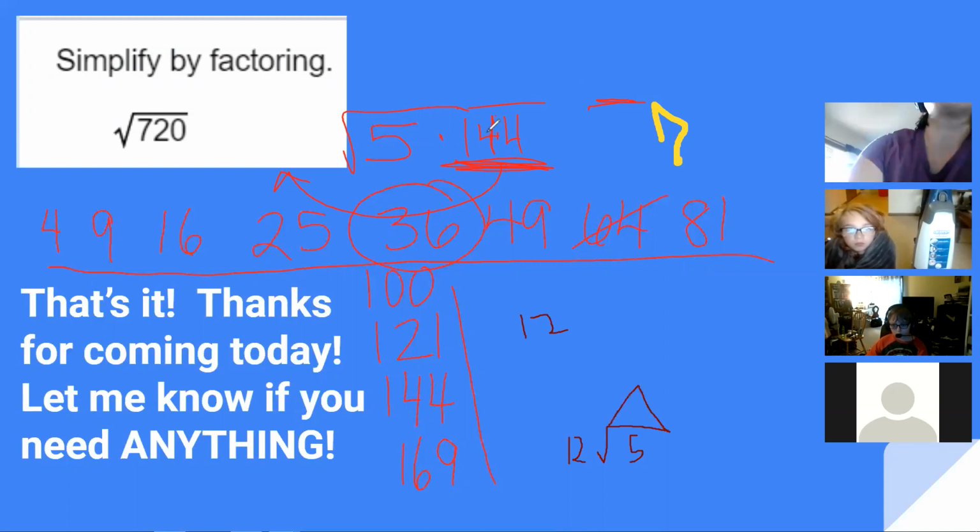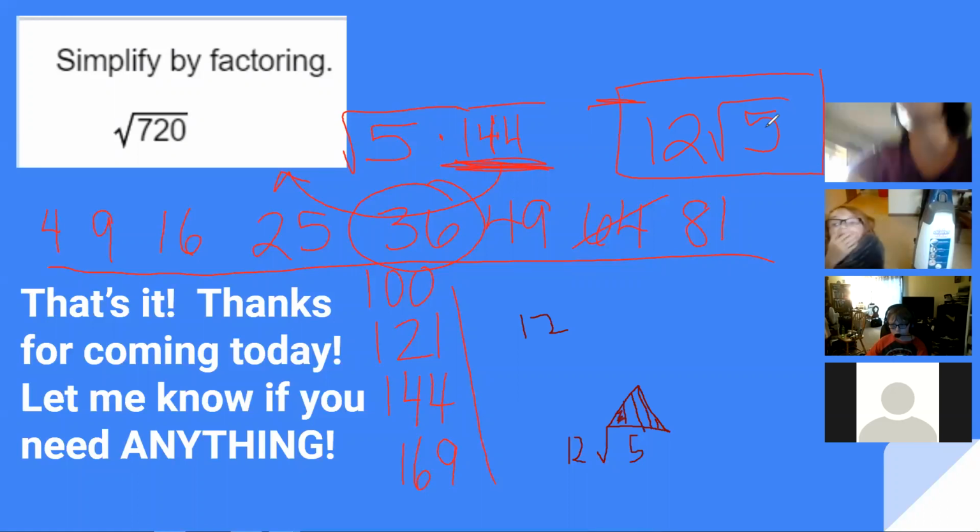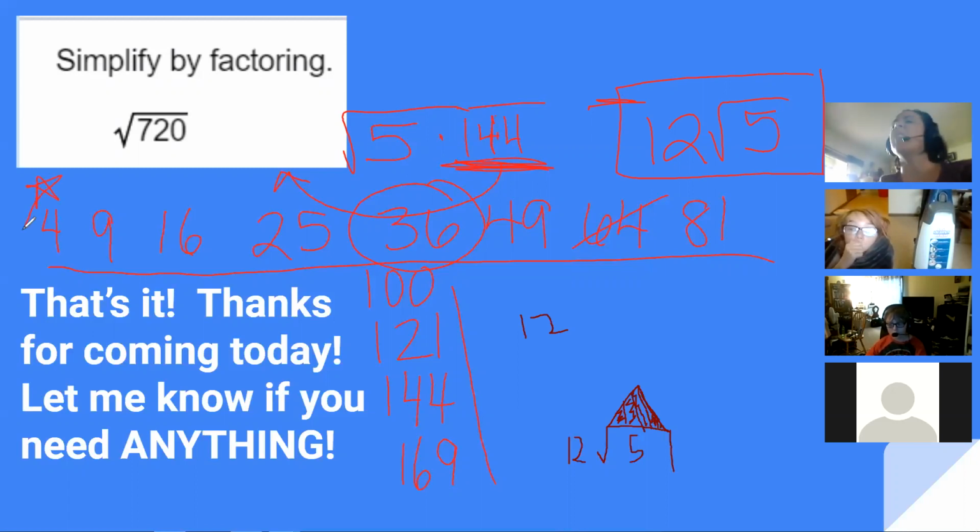And that is what goes on the outside there. So our final answer would be 12, because we took the square root of that one, times the square root of 5. That's another way to represent square root of 720. So my suggestion for you on your notebook is to have these perfect squares. Start kind of going over them, getting used to them. Okay, 4 squared is 16, 5 squared is 25, all that good stuff.